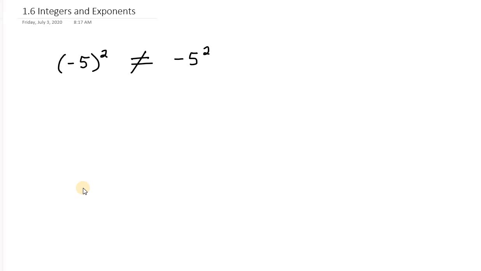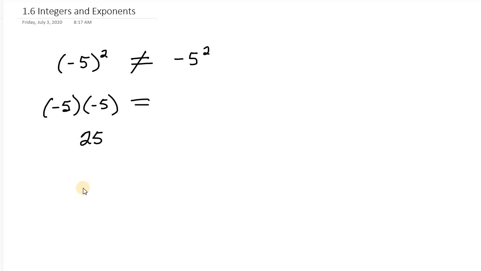Let's take a look at the expression on the left-hand side. Here I have a negative 5 that's being squared. This means I have negative 5 times negative 5. Right? That's what that squared means, negative 5 times negative 5. And negative 5 times negative 5 is positive 25.